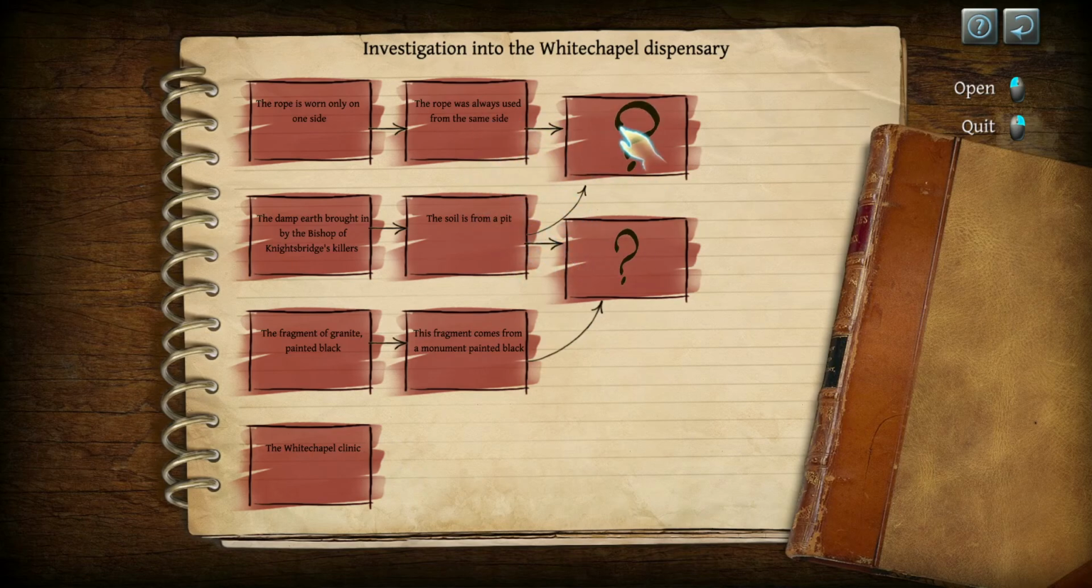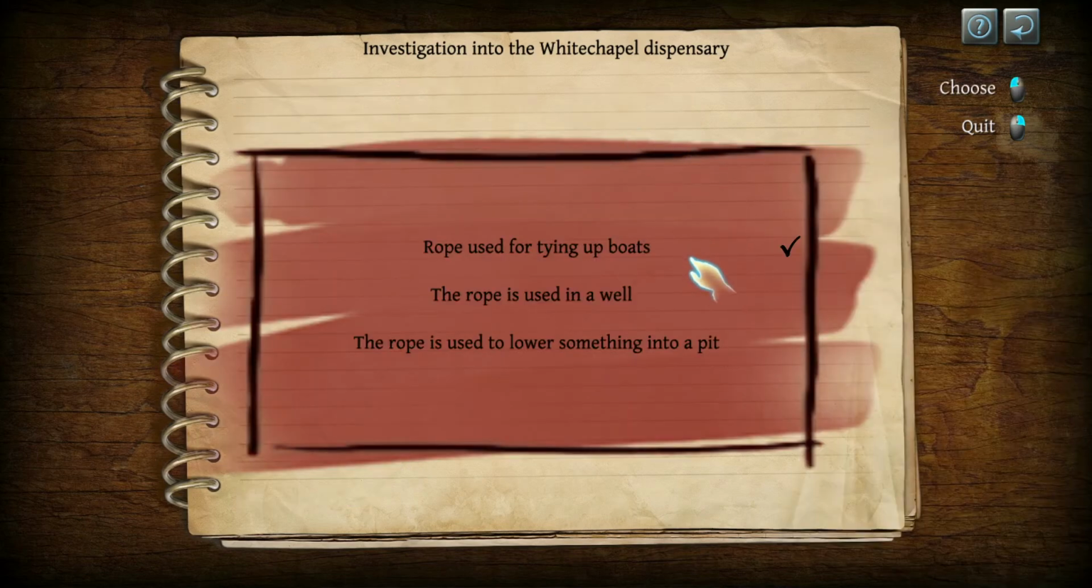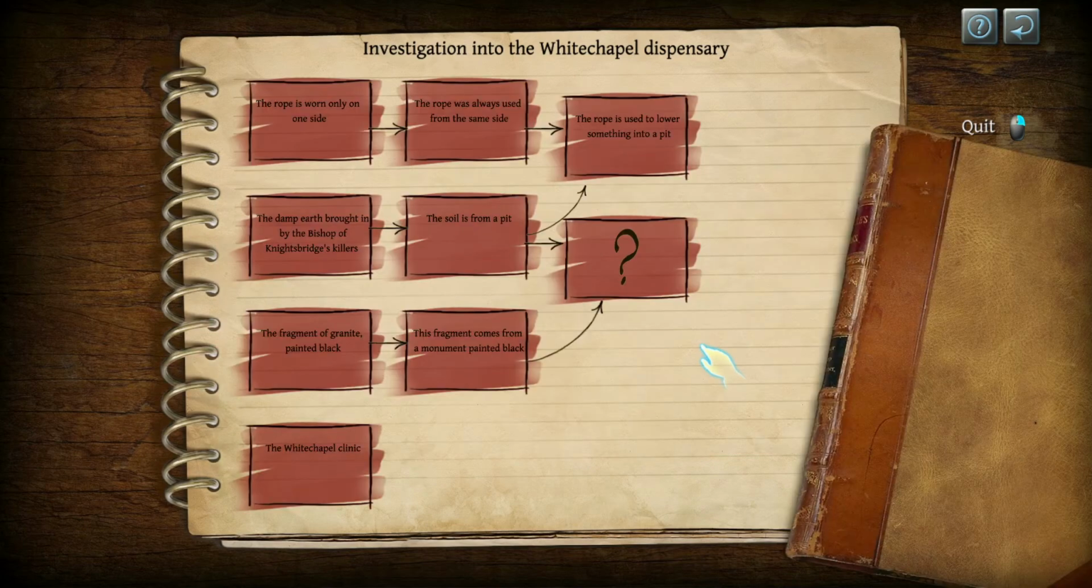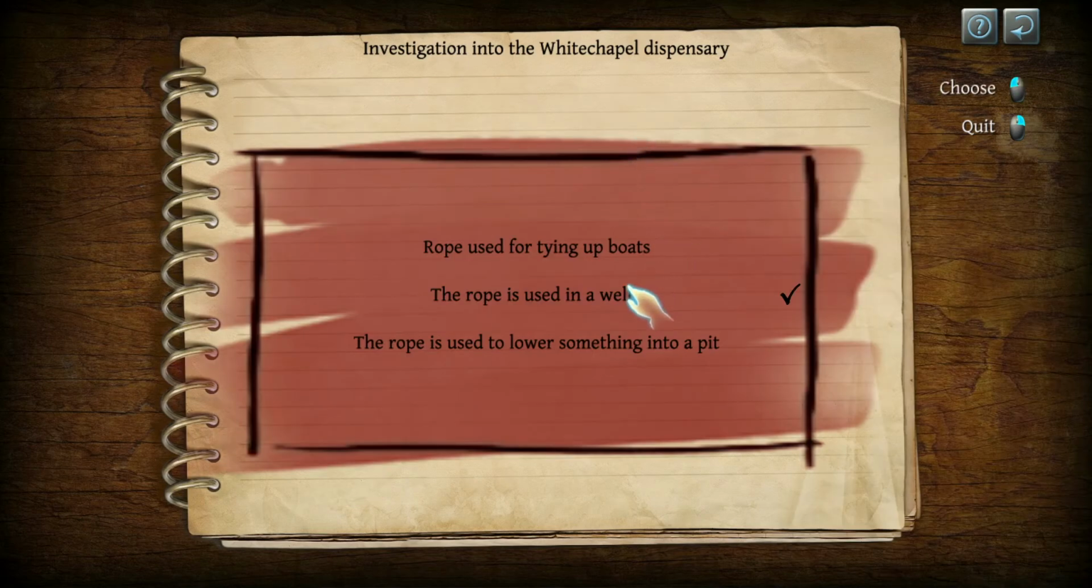So the soil and the rope. Rope used for tying up boats. The rope is used in a well. The rope is used to lower something into a pit. Well, if it's in a pit, it would be reasonable to think it was used to lower. I don't think that's correct. So boats? No. Well.